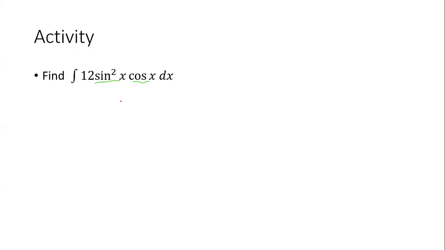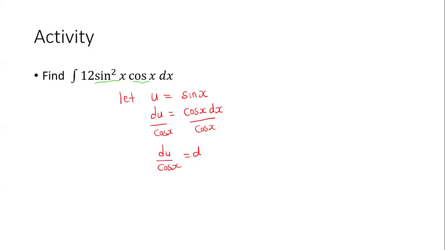I'm going to show you two approaches, then you choose which one is easy. You can let u equal sine of x. It means that du equals, when you differentiate sine, you get cos x dx. Since I have to eliminate the x, I divide by cos x, so I'll have du over cos x is equal to dx.